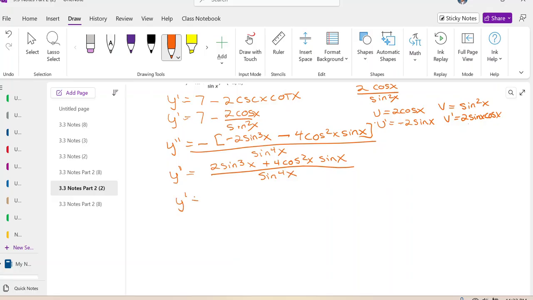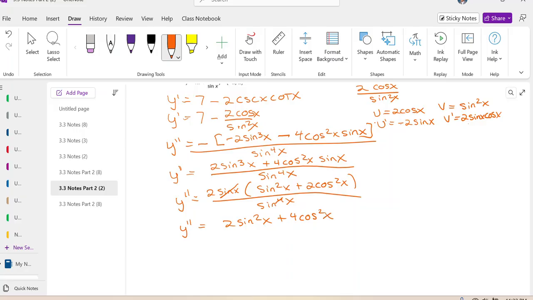And if you take out of the double prime a sine x and a 2, you have 2 sine x times sine squared plus 2 cosine squared all over sine to the fourth. This cancels out here. So technically you have 2 sine squared plus 4 cosine squared over sine to the third.